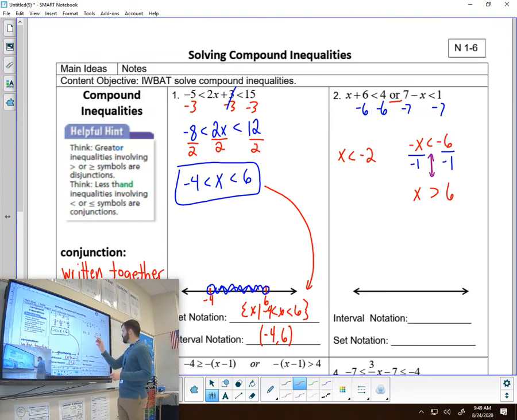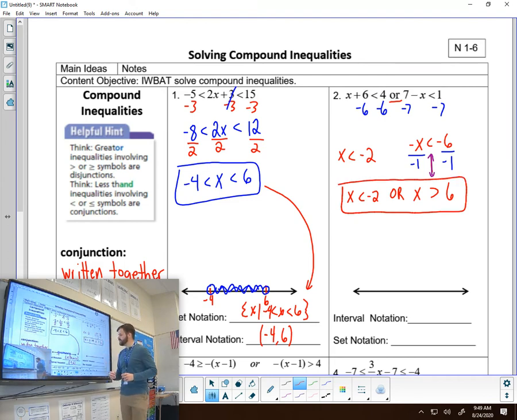Okay? All right, so here are my two answers. We have x is less than negative 2, or x is greater than 6. Now we can put both of these on my graph. I can put one here at negative 2. I can put one here at 6. And we're just going to circle both of these since they're not equal. And since it's less than negative 2, we're going to go to the left. Since it's greater than 6, we're going to go to the right.